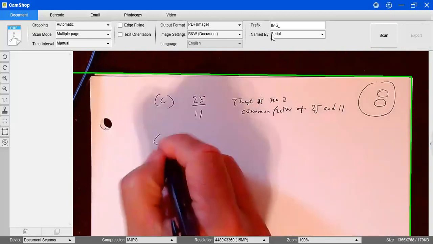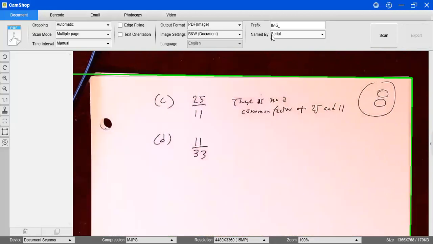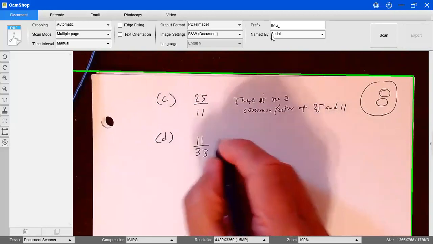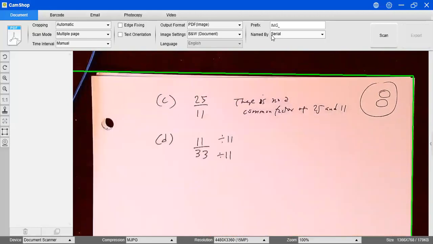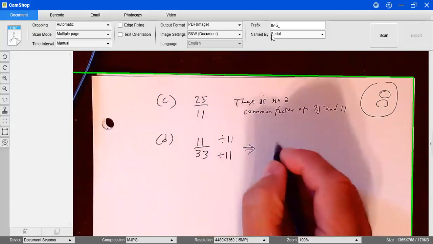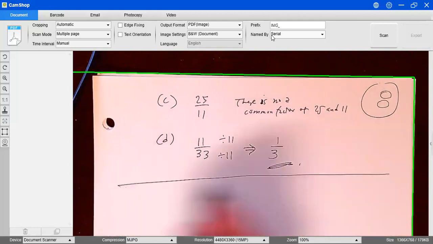So the last part is 11 over 33. Again, you need to find a common factor. So the common factor in this case is going to be 11. So if you divide by 11, both the numerator and the denominator, you're going to get 1/3. So now it's your turn.